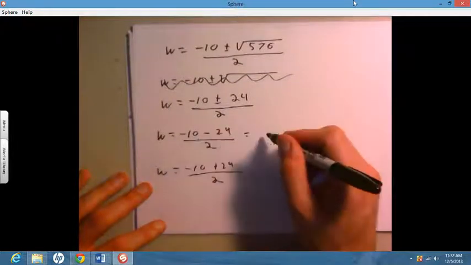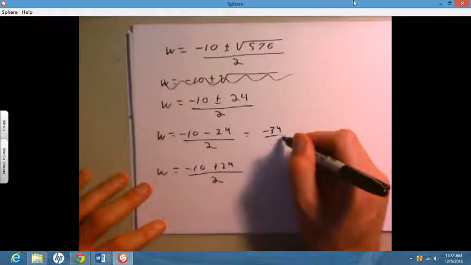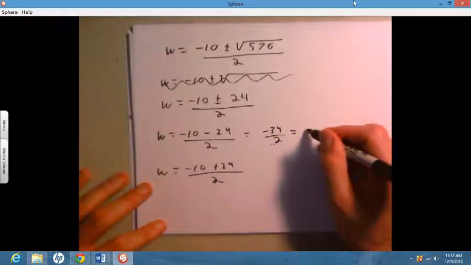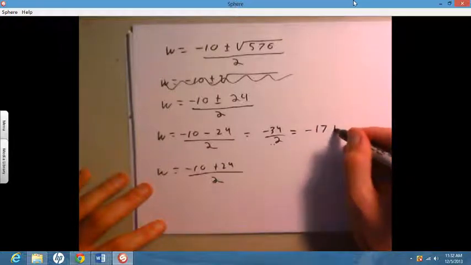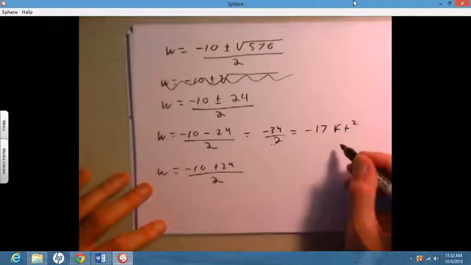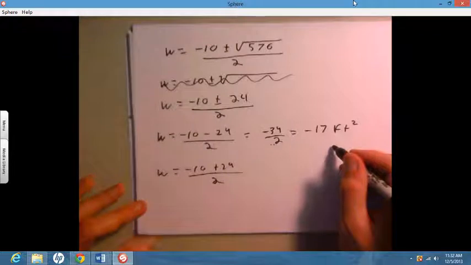Okay, so for the top one, we have a negative 24 and a negative 10. Since they're both the same sign, we just add the numbers and keep the negative sign. It becomes negative 34 divided by 2, and negative 34 divided by 2 is negative 17. Now that answer doesn't make any sense. It satisfies our equation, but a negative number doesn't help us in real life. So we'll try the next one.